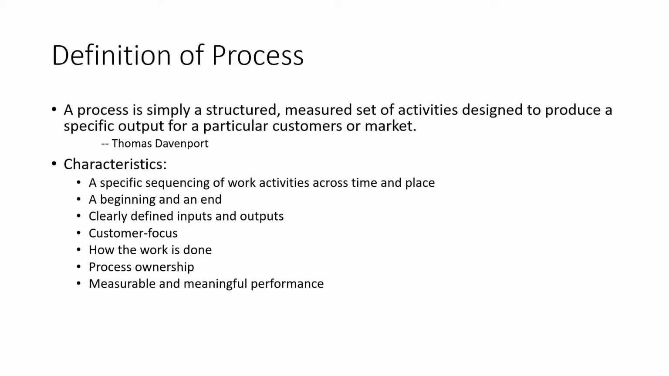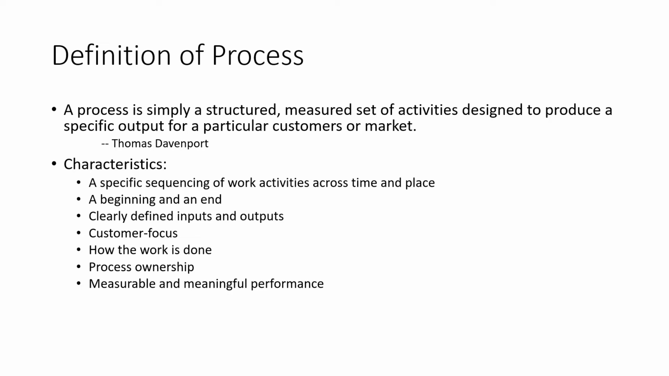A process is simply a structured, measured set of activities designed to produce a specific output for a particular customer or the market. Whenever we are making anything, we are following some process. Some activities are designed so that we can produce something that can meet the demand of the customers and the market. Now, what are the characteristics of that?